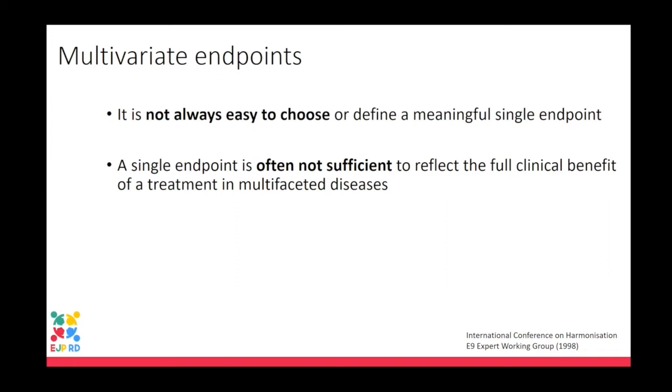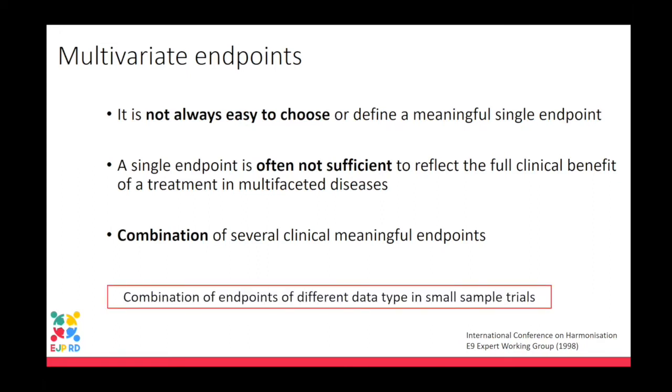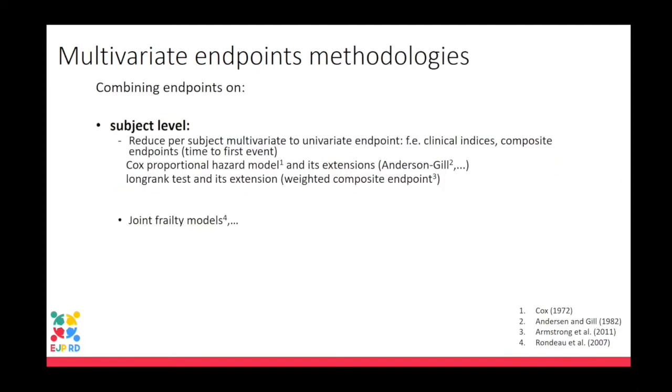So the solution is then, well, we need to combine these clinically meaningful endpoints, but in which way can we do this? And very specifically, as I said, we will look at a few possibilities, and we will specifically look at whether we can combine data of different types so that we include quality of life, which you indicated is also important, and what their properties are for small samples. Can we use them as well in rare diseases? So first of all, how can we combine the endpoints? Well, we can combine them on a subject level.